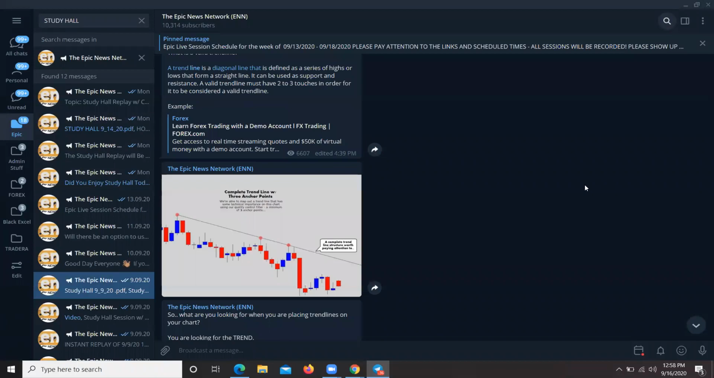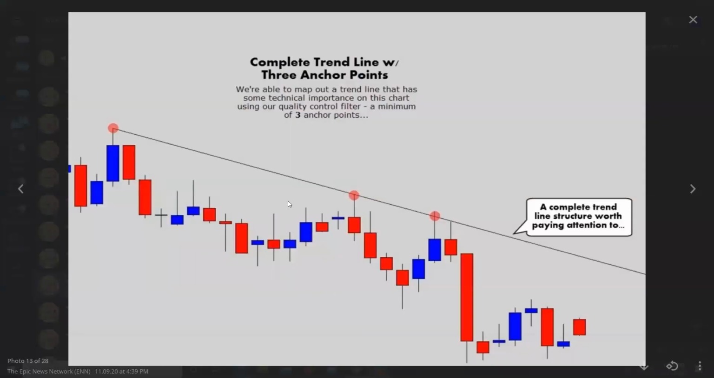Keep asking me, this is a valid trend line. Again, 2 to 3 touches is a valid trend line. Touches to the wick. This is a candle. This is the body of a candle.